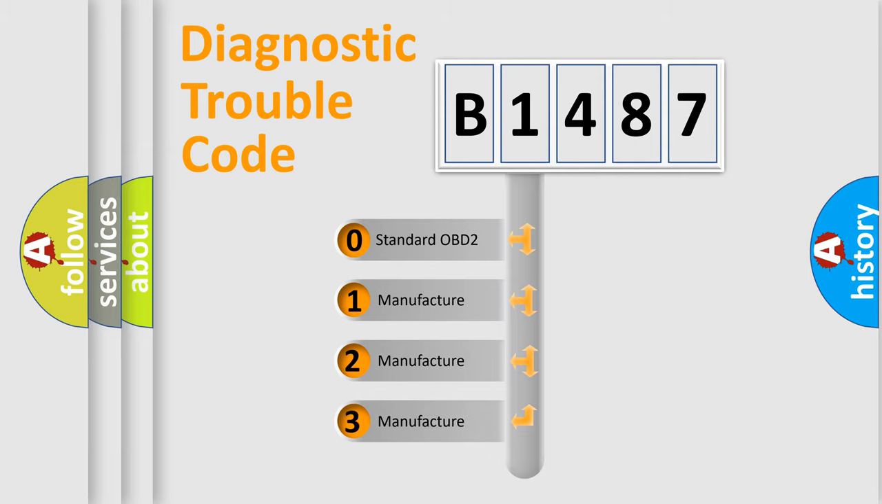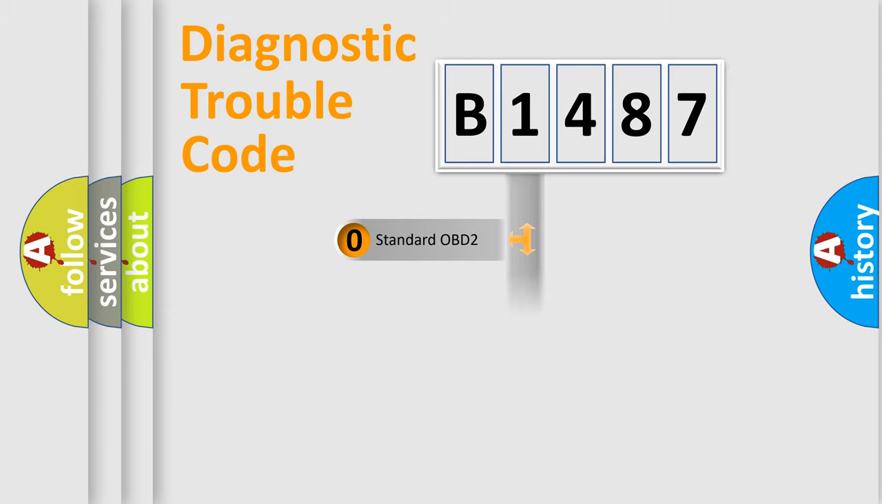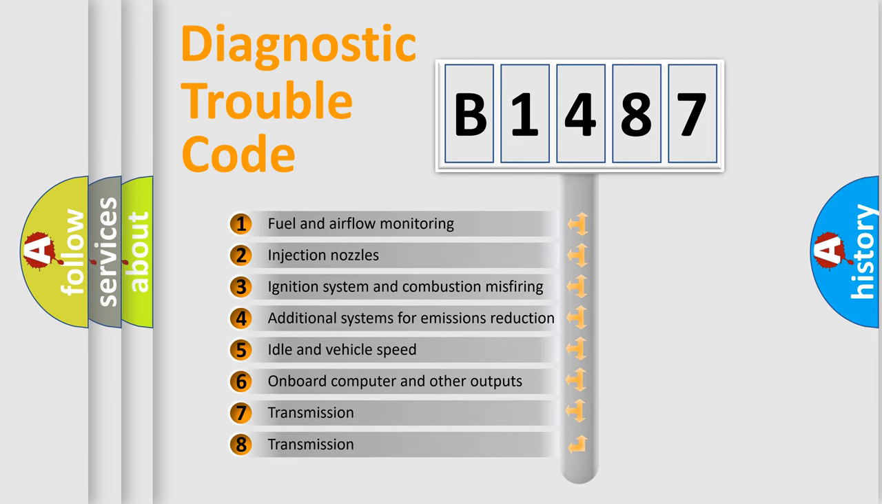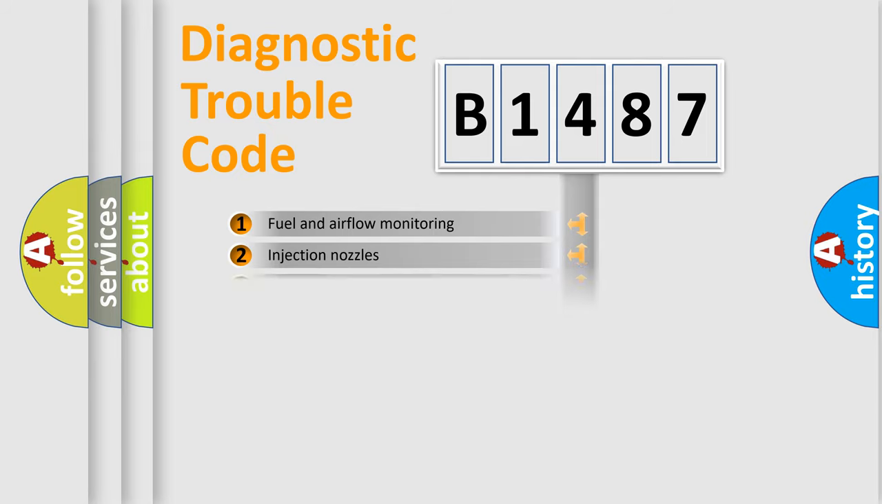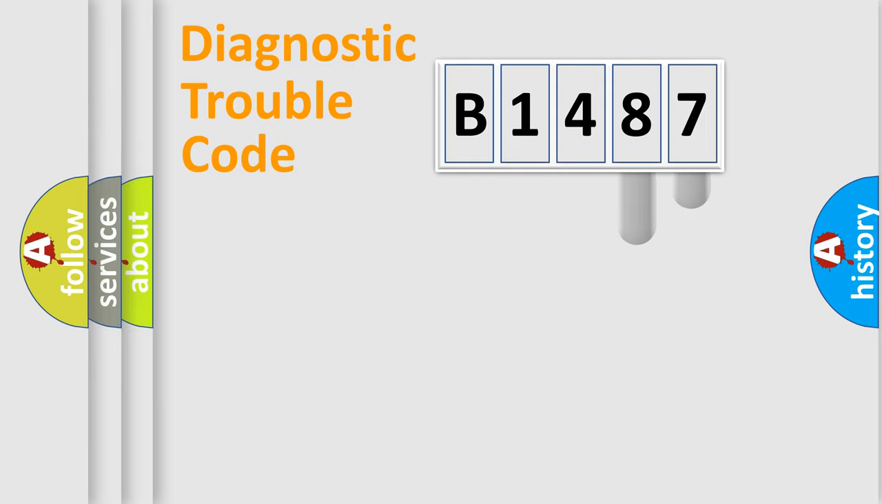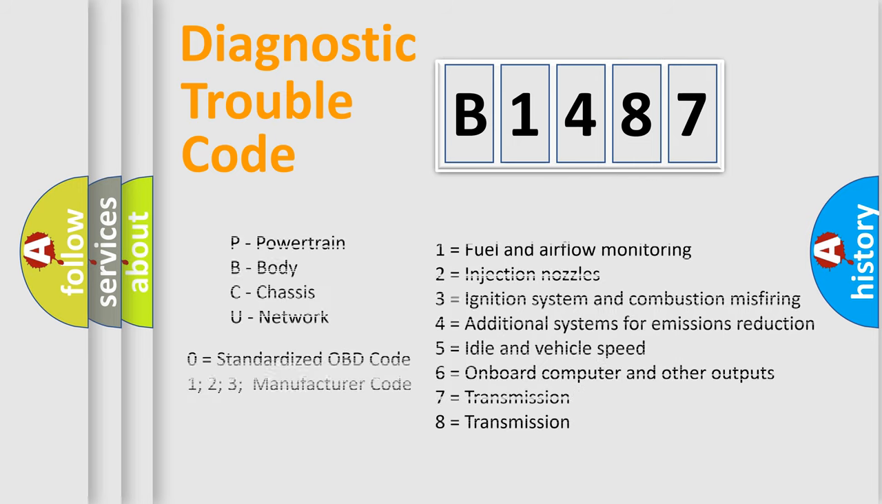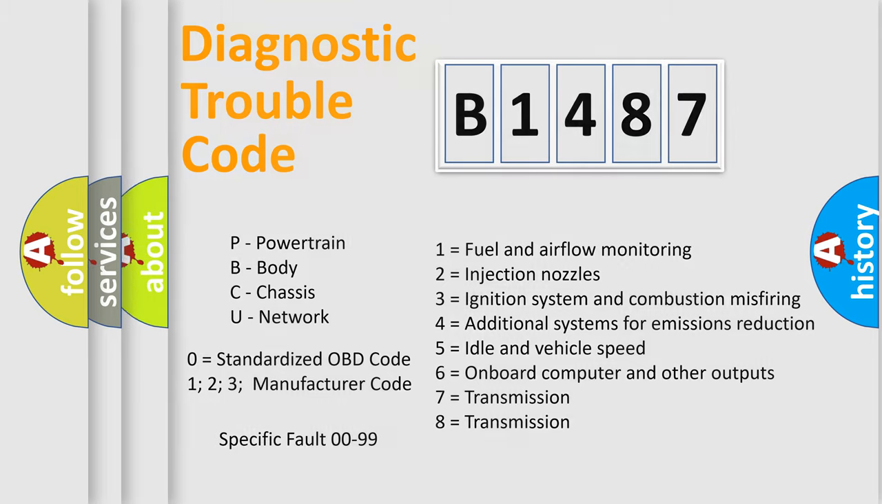If the second character is expressed as zero, it is a standardized error. In the case of numbers 1, 2, 3, it is a more specific, manufacturer-specific expression of the error. The third character specifies a subset of errors. The distribution shown is valid only for the standardized DTC code. Only the last two characters define the specific fault of the group. Let's not forget that such a division is valid only if the second character of the code is expressed by the number 0.